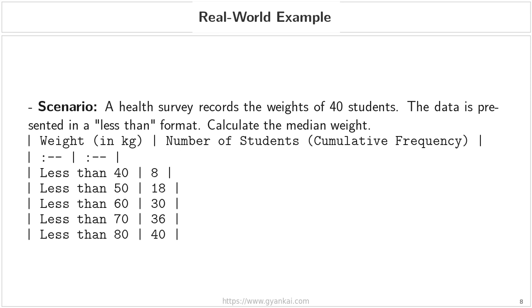Take a look at the data provided in this table. The first column shows the weight thresholds, and the second column shows the number of students. For instance, the first row tells us that there are 8 students who weigh less than 40 kilograms. Moving down, we see that the number of students weighing less than 50 kilograms rises to 18. This continues up to the final row, which shows that 40 students weigh less than 80 kilograms. As you can see, these numbers in the second column are our cumulative frequencies. In the next slide, we are going to use the conversion steps we just learned to transform this into a standard frequency distribution, so we can apply our median formula.